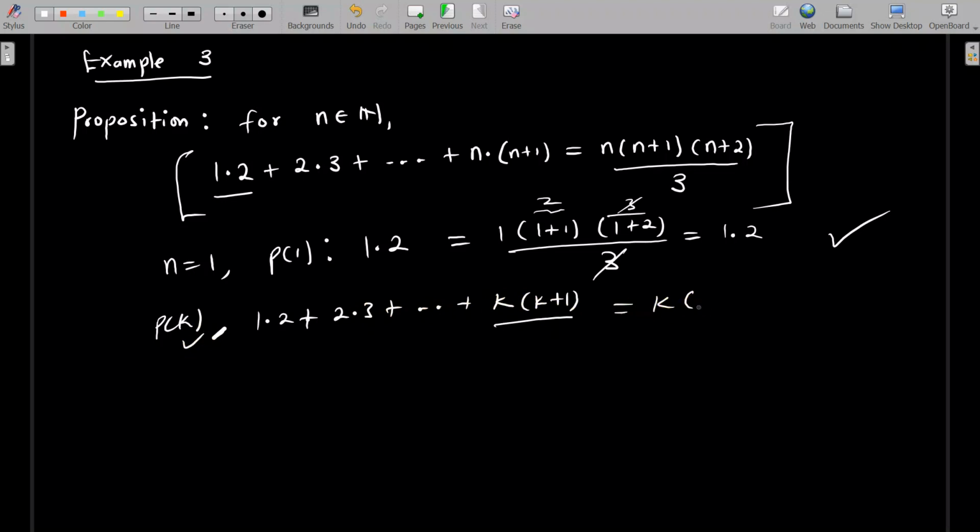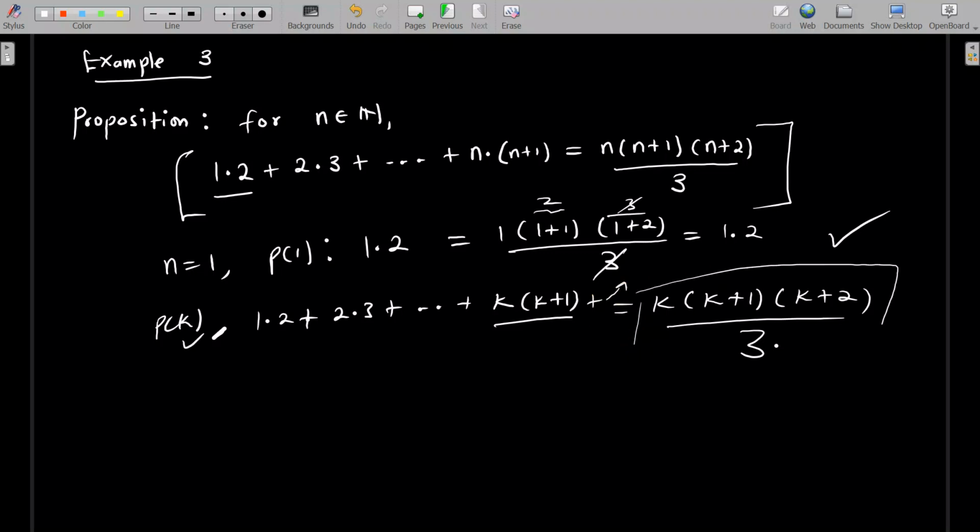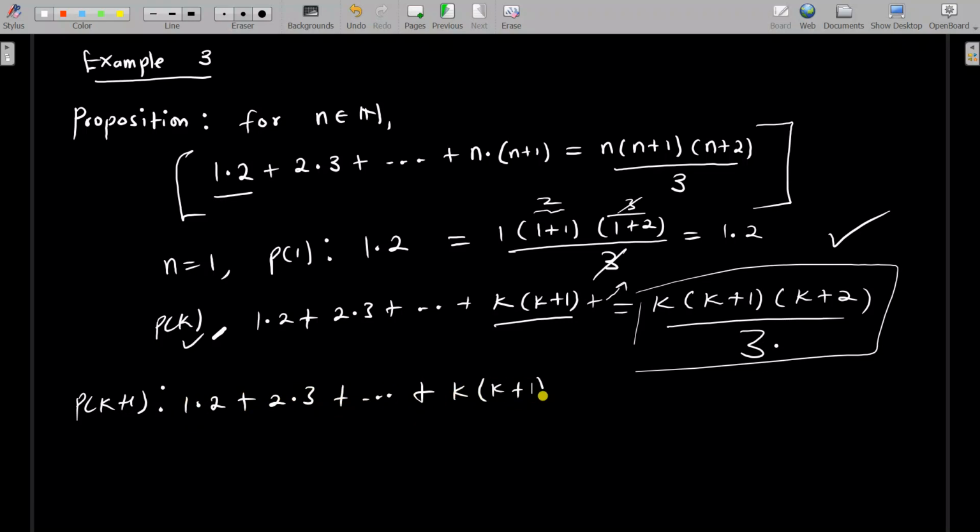Is equal to k into k plus 1, k plus 2 over 3, right? Then you consider when you add a k plus 1 to this side, what happens? Make sure you simplify that to make it look like something in terms of k plus 1, right? So for P of k plus 1, you have 1 multiplying 2 plus 2 multiplying 3 plus all the way to, before you get to k plus 1, you're going to have this term. Then with k plus 1, you're going to have k plus 1 into k plus 1 plus 1.